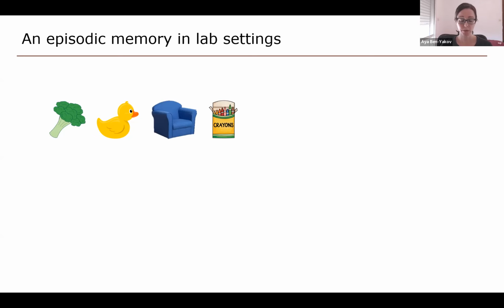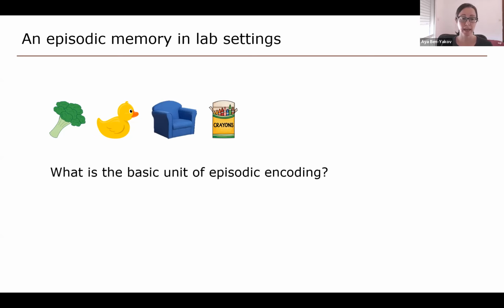And one of the focuses of the lab at the moment is on one of these questions, asking what's the basic unit that we're encoding to memory. And we're also looking at representation and retrieval, but I'm going to be talking about encoding today. Now, in these simple stimuli, this question is kind of meaningless, right? If we're encoding the sequence, then broccoli is one unit, and then the rubber duck is another, and it's quite clear what the unit of encoding is.